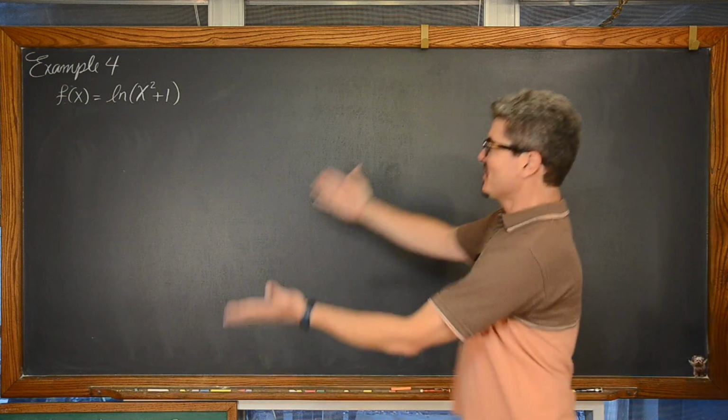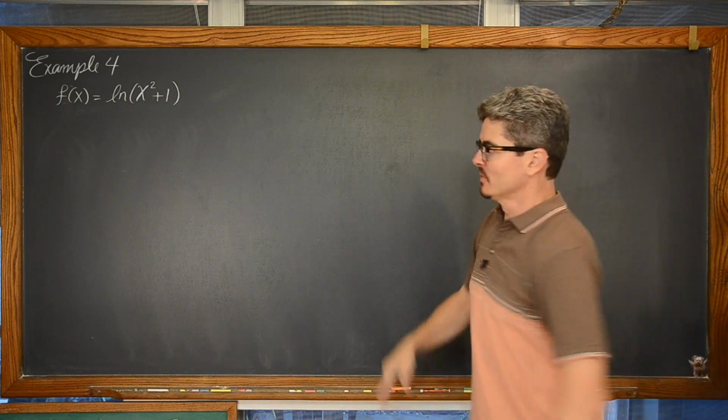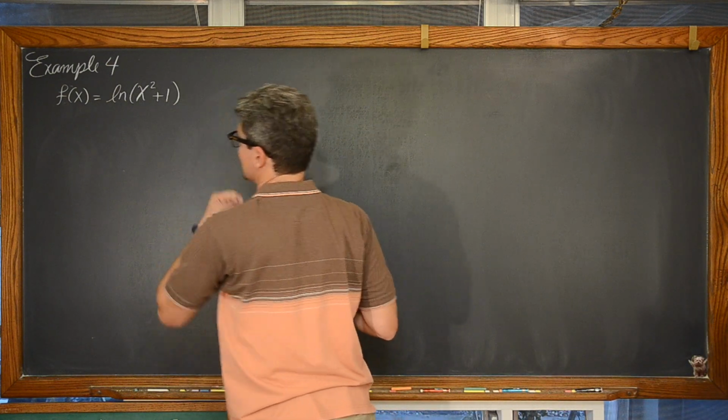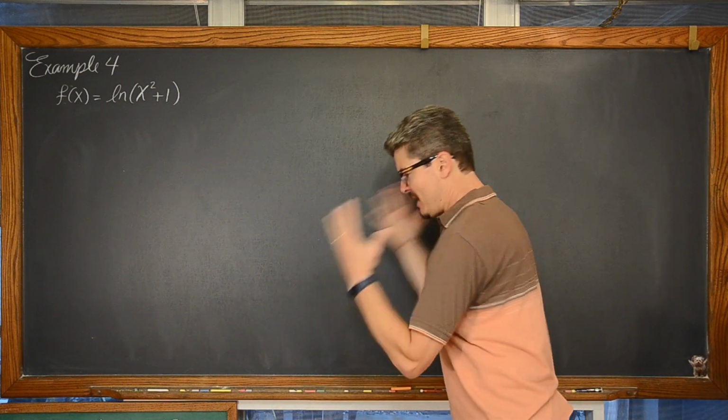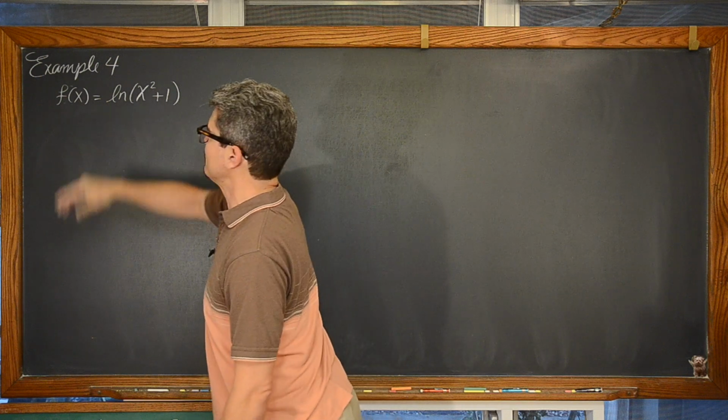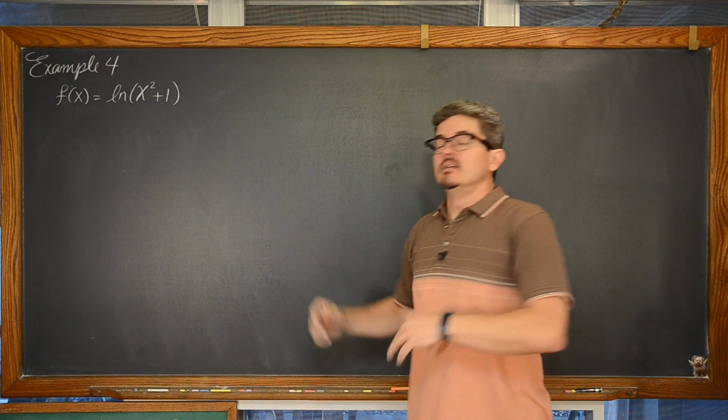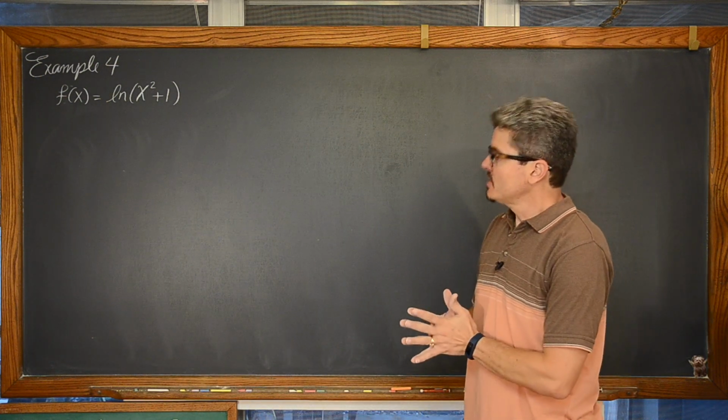It's our last example, number 4. We have f of x is equal to the natural log of x squared plus 1, and we're looking for a geometric power series that represents this given function. I didn't write it, but centered about 0.